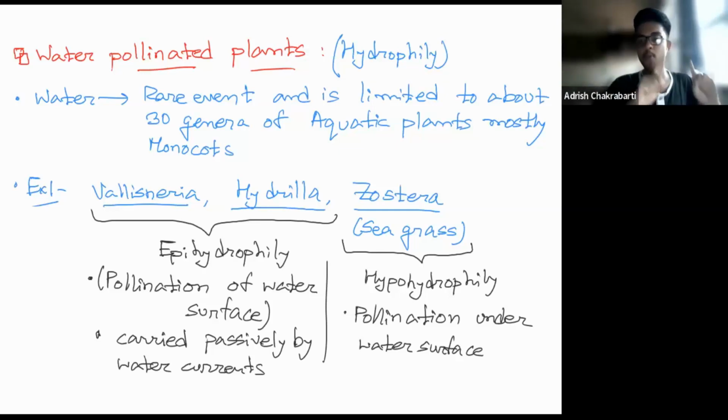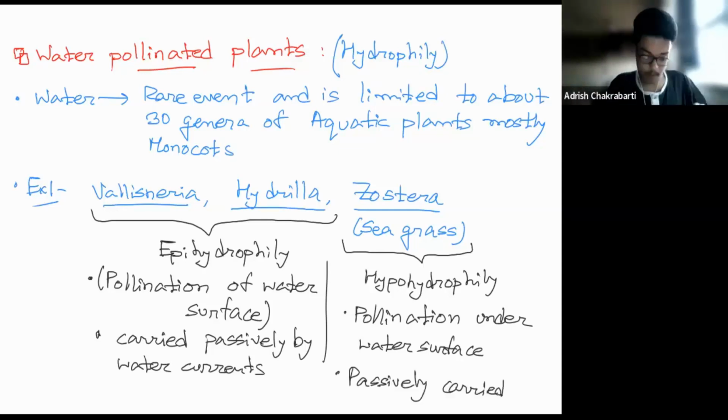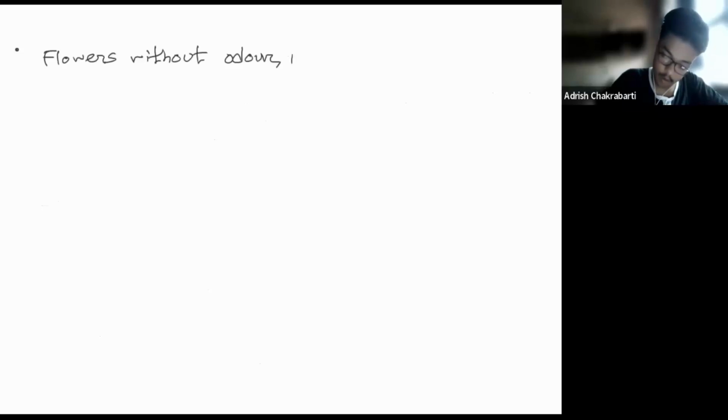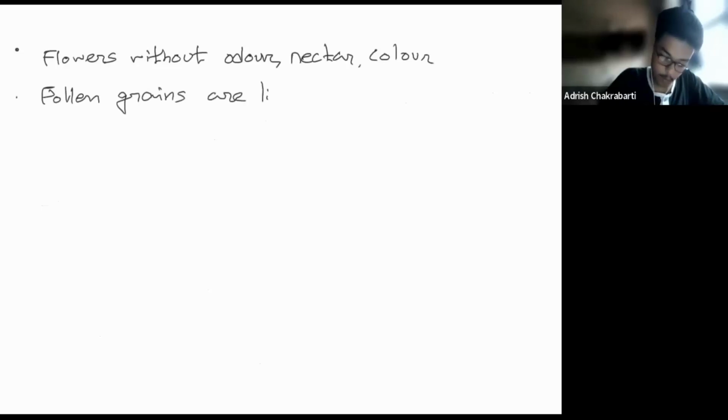So in both the cases, the pollen grains are being carried passively. No energy, no form of ATP usage, no energy uptake is involved. So here also, passively carried. Next coming is the features of the water pollinated plants. So obviously it's just like the previous one. The flowers are without odor, nectar, color, and the pollen grains are lightweight with mucilage covering.